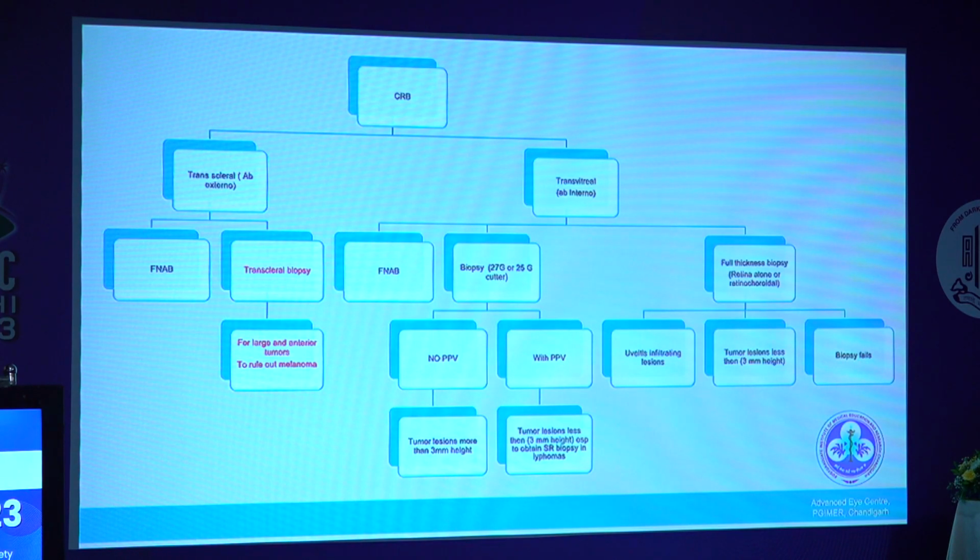So this is the chart which is very important: the chorioretinal biopsy can be done ab externo, or it can be done through the intravitreal route, ab interno. So I'll start with the transscleral route. Either you can do a kind of FNAC, fine needle aspiration biopsy, like what the surgeons do, and directly impale the lesion. This is characteristically done for lesions which are anterior to the equator. So the external route is for anterior to the equator, and it can be done by FNAB, or a transscleral biopsy can be done.